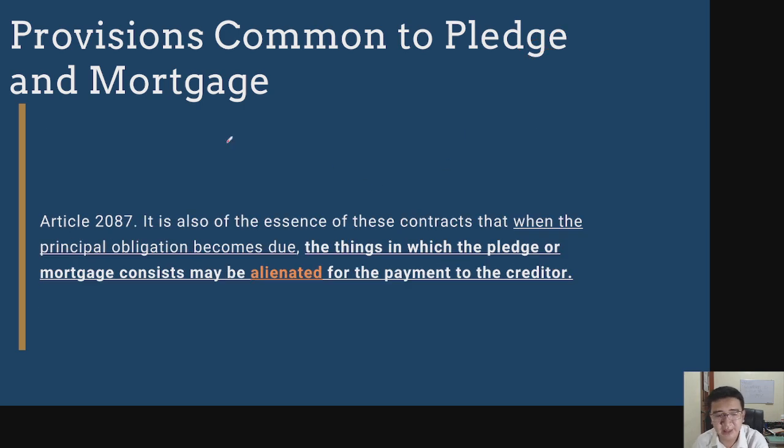Article 2087, it is also of the essence of these contracts that when the principal obligation becomes due, the things in which the pledge or mortgage consists may be alienated for the payment of the creditor. To the creditor. So what is the meaning of this?